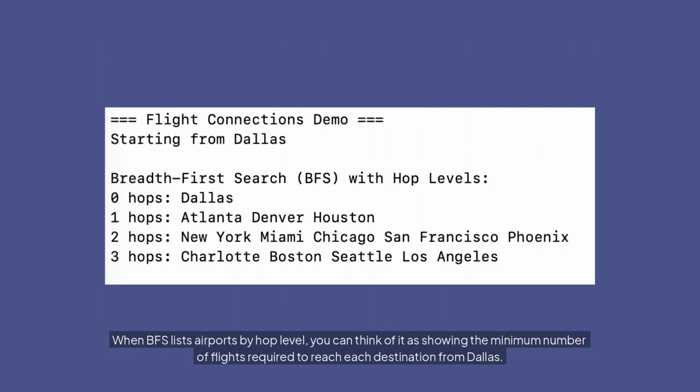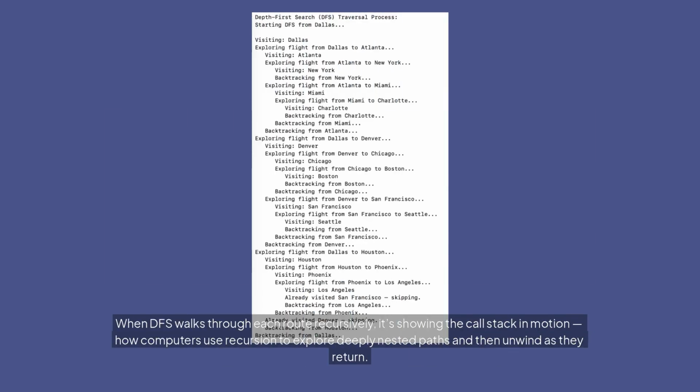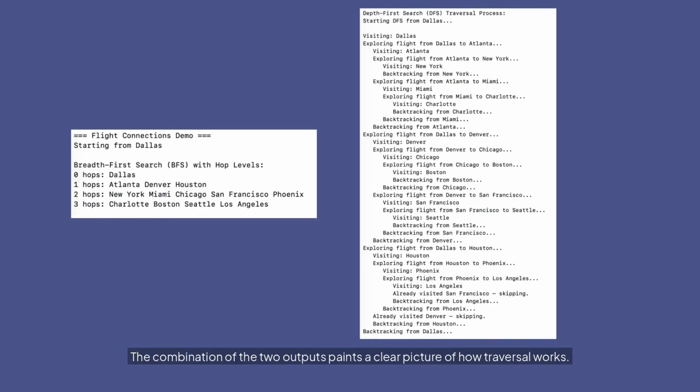When BFS lists airports by hop level, you can think of it as showing the minimum number of flights required to reach each destination from Dallas. When DFS walks through each route recursively, it's showing the call stack in motion, how computers use recursion to explore deeply nested paths and then unwind as they return. The combination of the two outputs paints a clear picture of how traversal works.